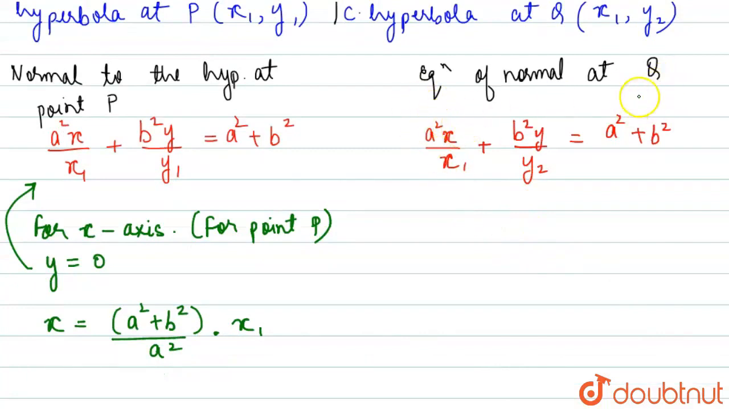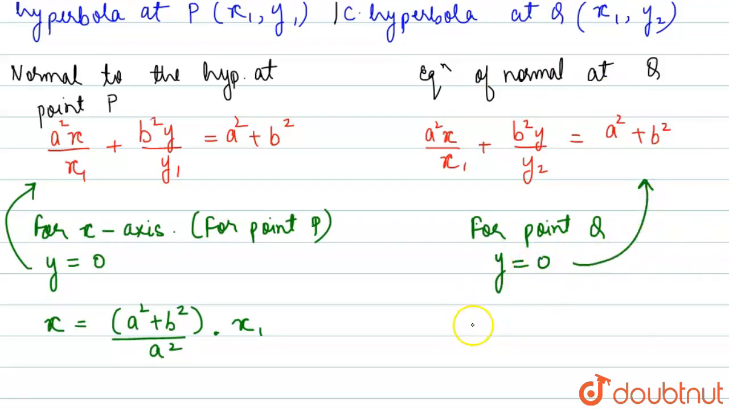And if the normal at Q intersects the x-axis, then also we have to put y equals 0 in the equation of the normal at Q. So for point Q, the normal will intersect the x-axis if y equals 0 in this equation. So we get x equals a square plus b square upon a square into x1.